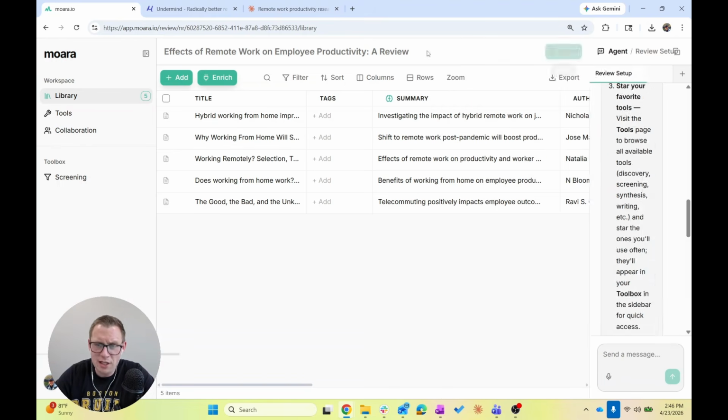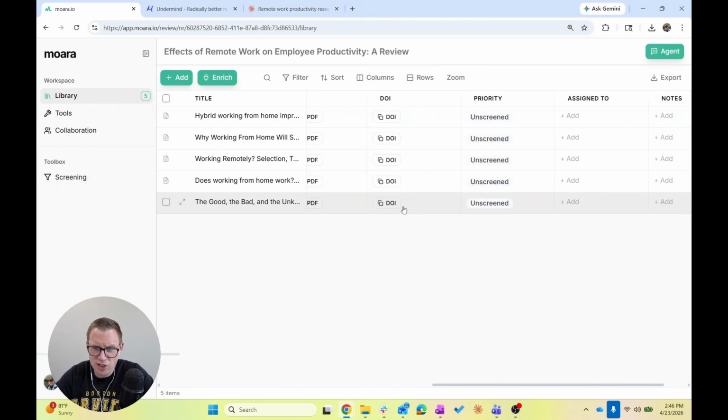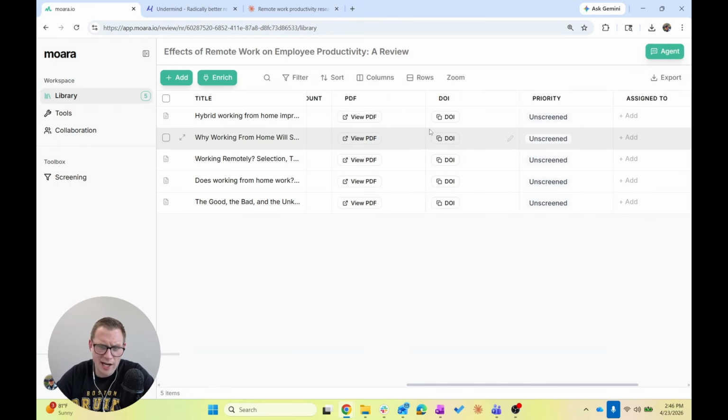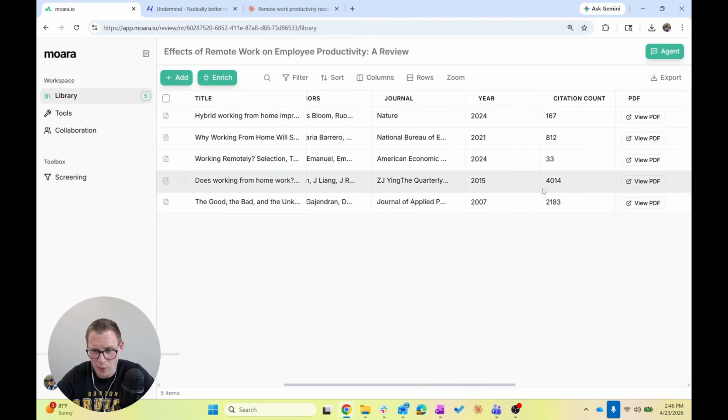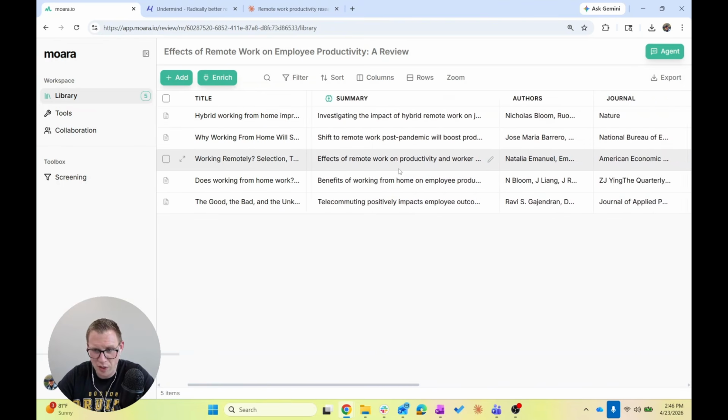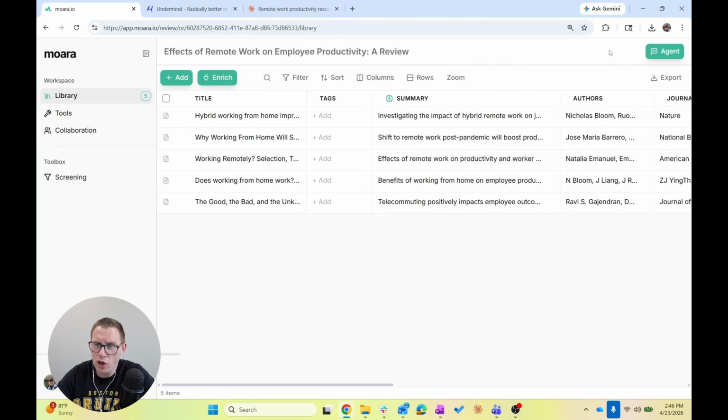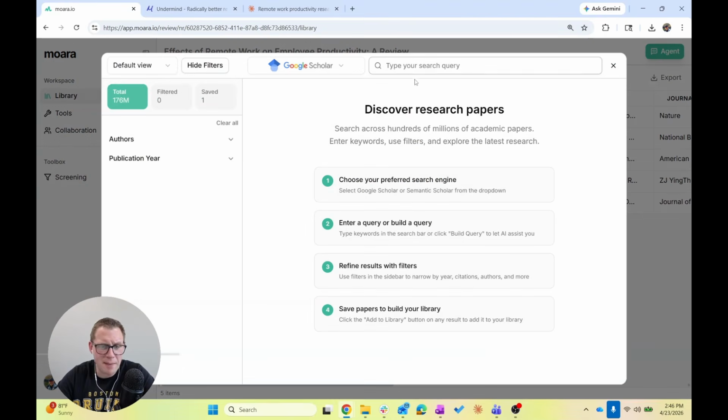So we did the first part, right? We've gone through that kind of summary. Right now we can see what Moara did was pull all of the DOIs, and that way we have citation counts, all the information we need. We've got journals, etc. All sorts of things I can do here. But first, let me go through a bit of a high volume process now to put together papers.